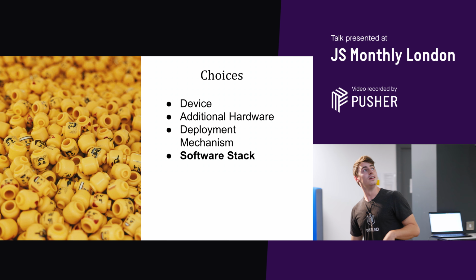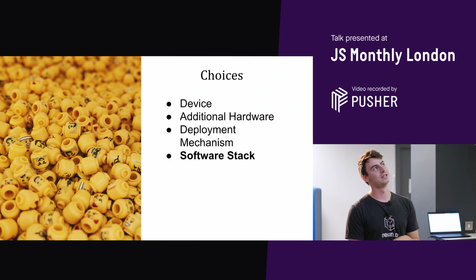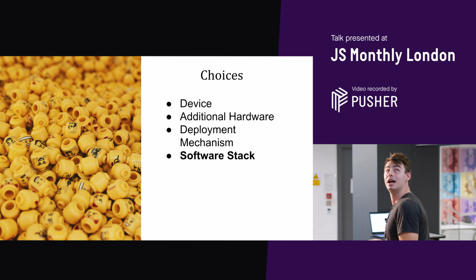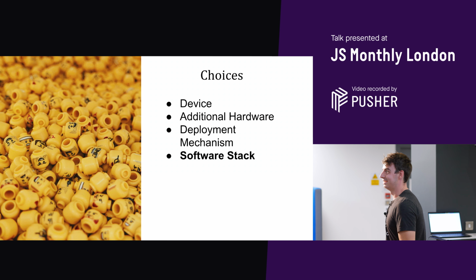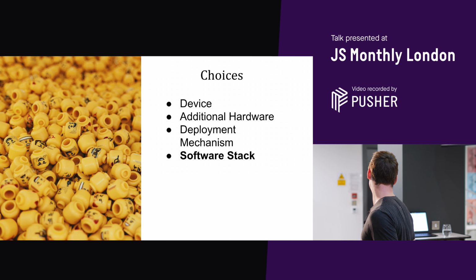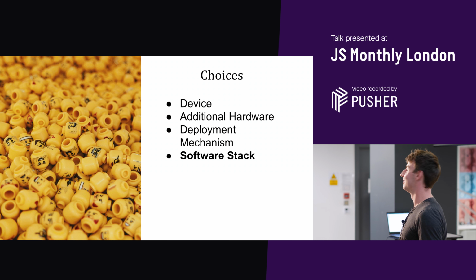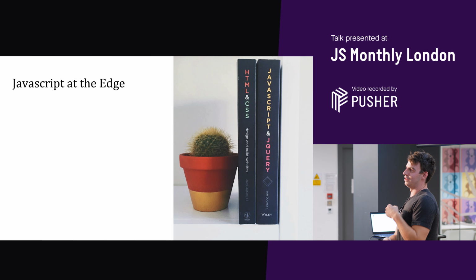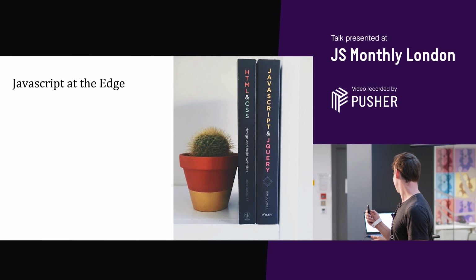So, we've chosen our device, we've chosen our additional hardware, we've chosen our deployment mechanism. Now we need to choose our software stack, and we're at a JavaScript meetup, so let's assume that we all want to use JavaScript because we all know and love it, hopefully. So, why would we want to use JavaScript at the edge? That is an interesting question.